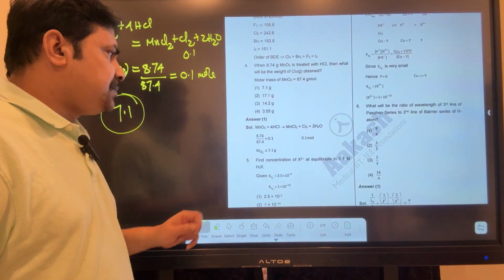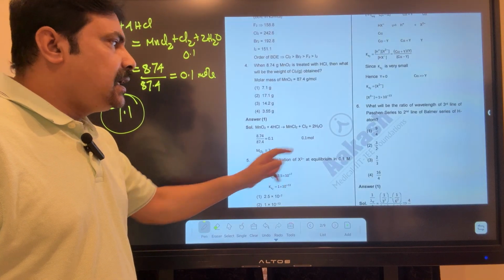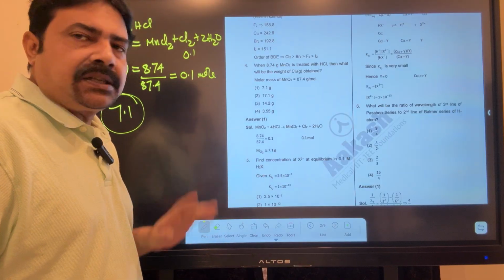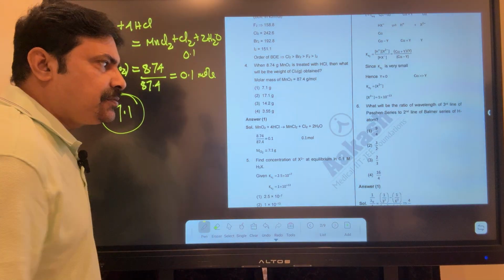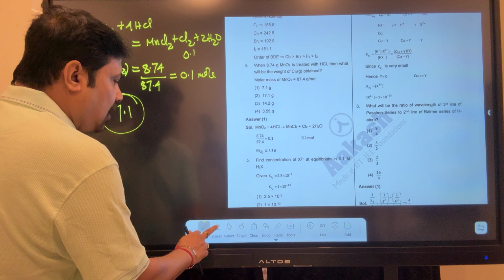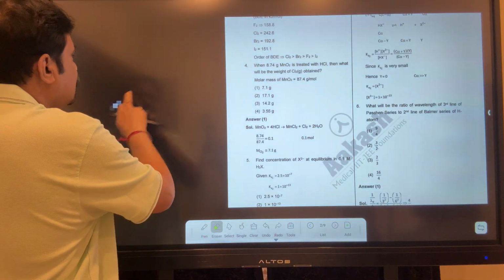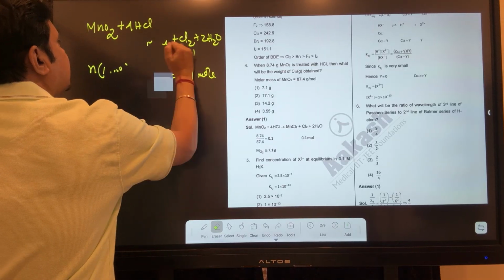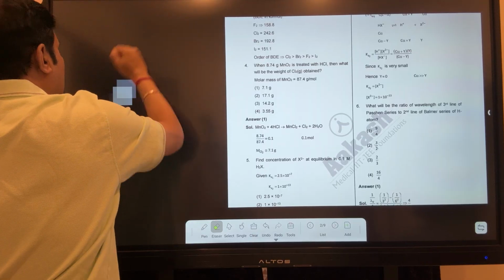Come to the next question. They are giving, find the concentration of X2 minus at equilibrium in 0.1 molar of H2X. Very nice question. This question is based on ionic equilibrium. Now look at how we can solve this question. First let me delete this question so that we can solve over here itself.